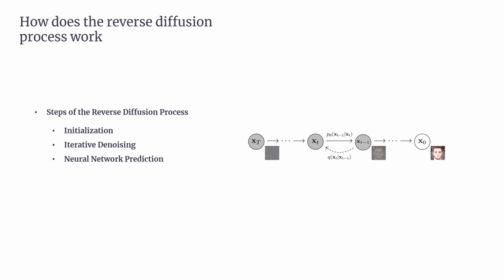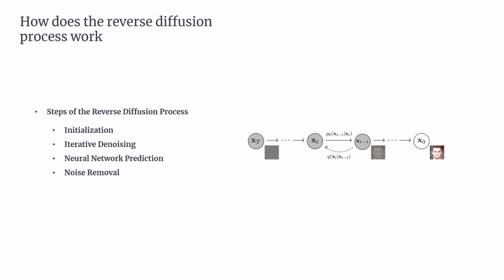3. Neural network prediction. A neural network, usually a U-Net architecture, is used to handle this task. The network takes in the noisy sample x_t and the time step t as inputs. It outputs an estimate of the noise epsilon, which was added during the forward diffusion.